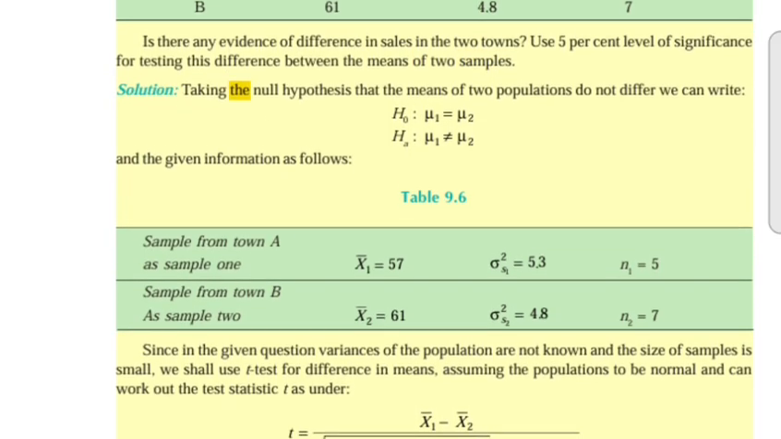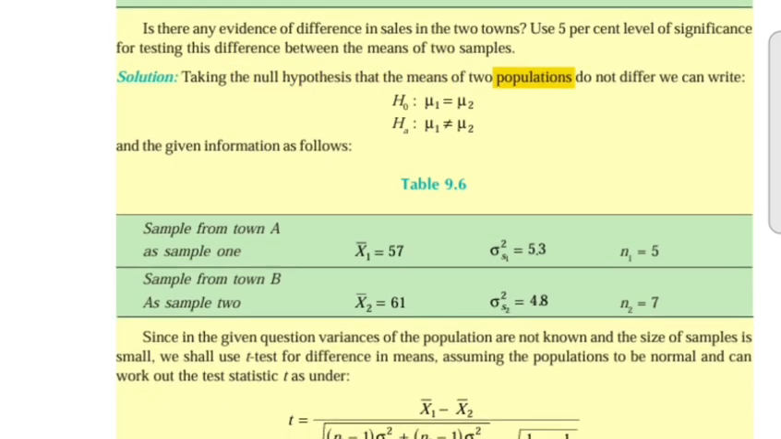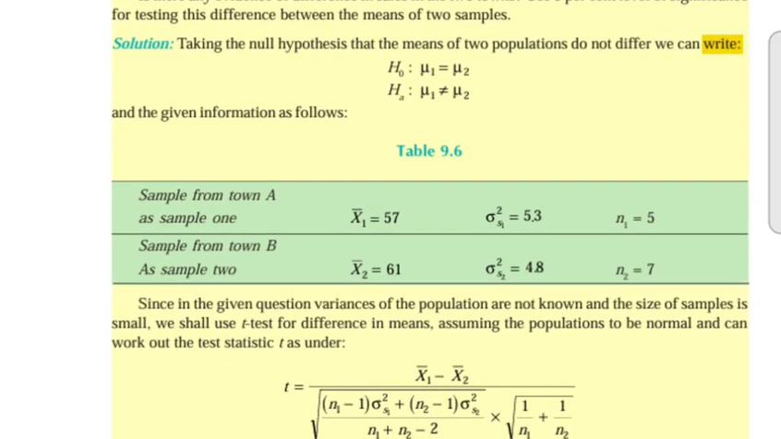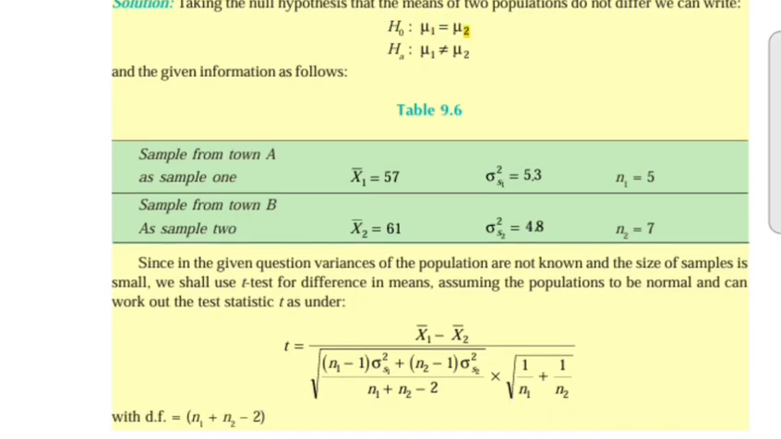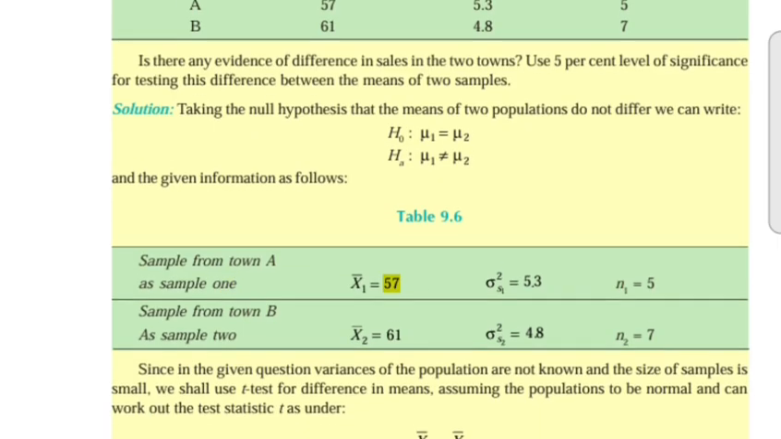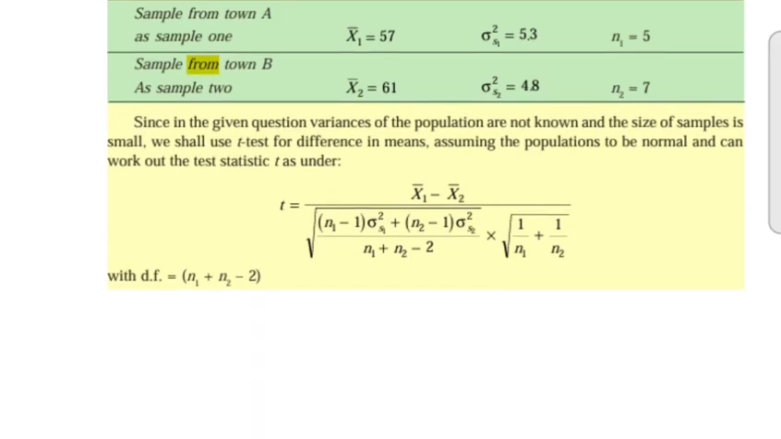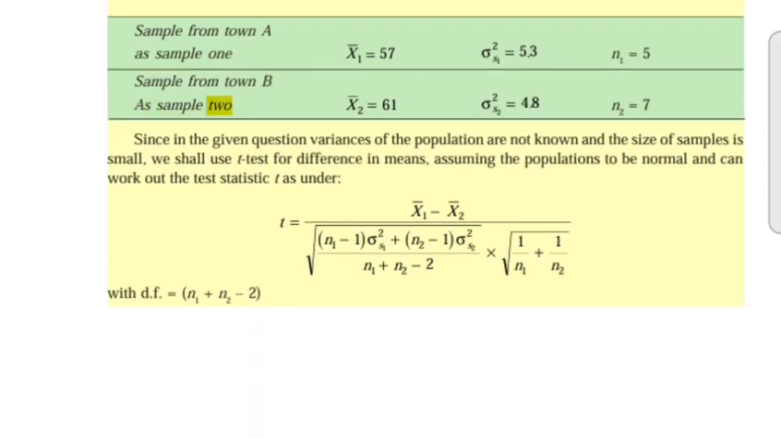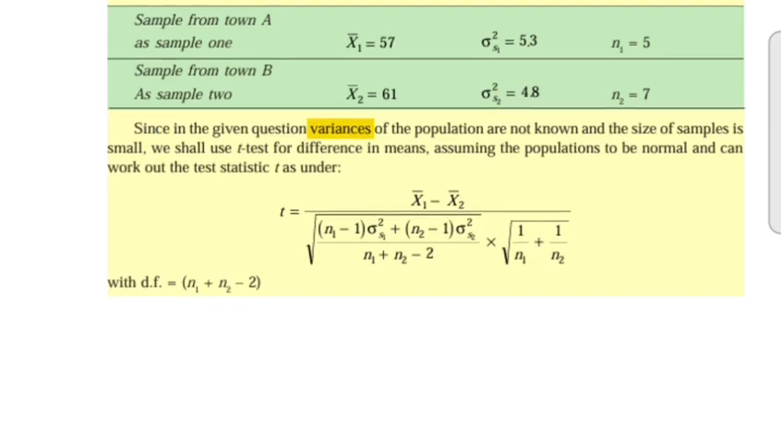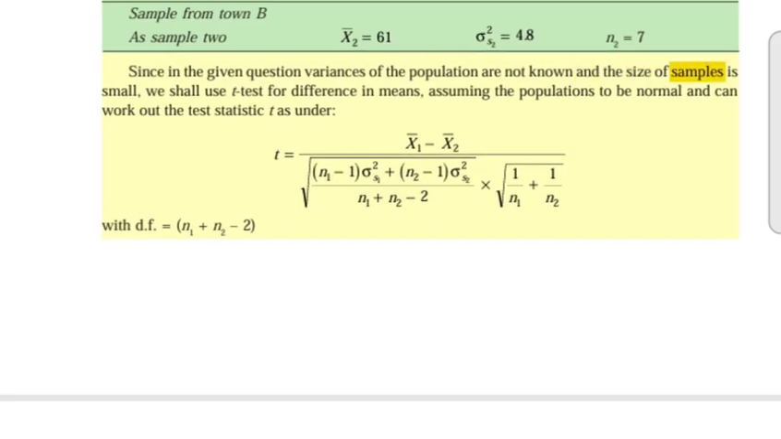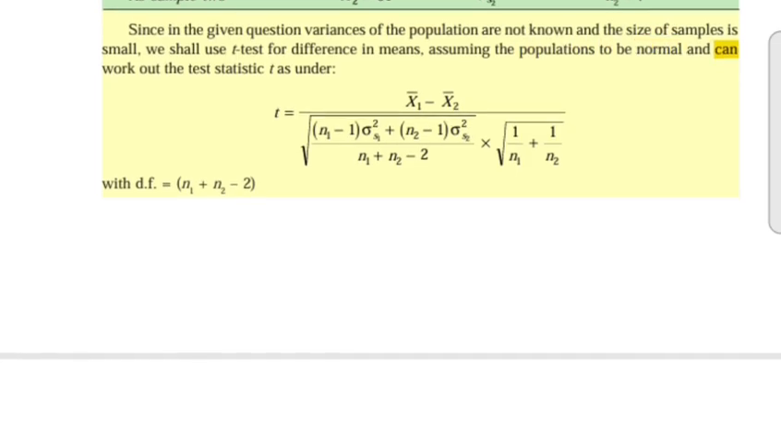Solution. Taking the null hypothesis that the means of two populations do not differ, we can write H0: mu1 = mu2, Ha: mu1 does not equal mu2, and the given information as follows. Table 9.6: sample from town A is sample 1, x̄1 = 57, S1 = 5.3, n1 = 5. Sample from town B is sample 2, x̄2 = 61, S2 = 4.8, n2 = 7. Since in the given question variances of the population are not known and the size of samples is small, we shall use t-test for difference in means, assuming the populations to be normal, and can work out the test statistic t as under.